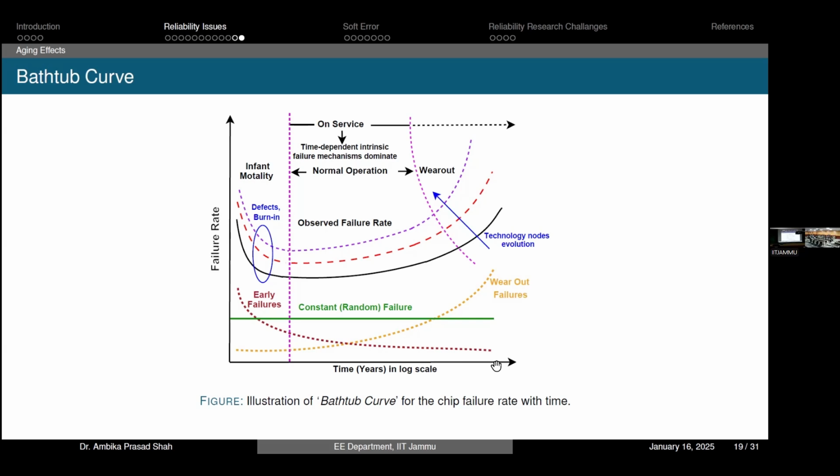So this is really very important. This particular bathtub curve is true for any kind of thing, even a mechanical system. In a mechanical system, this bathtub curve can be applied. So they are using it to test their reliability.